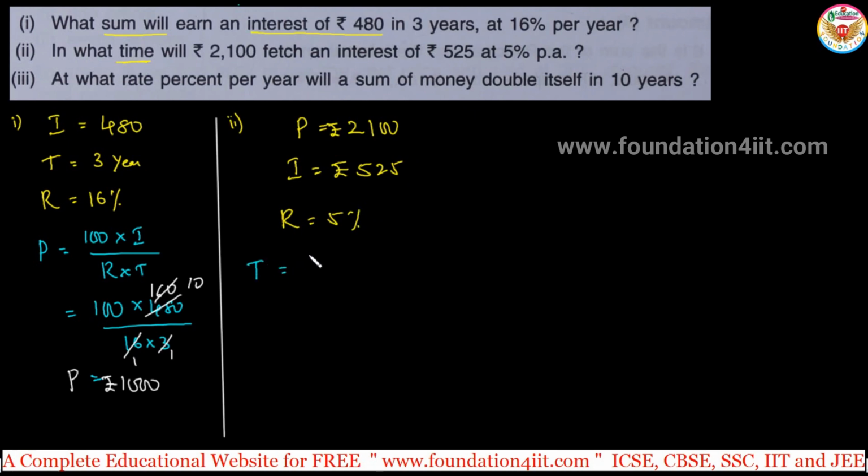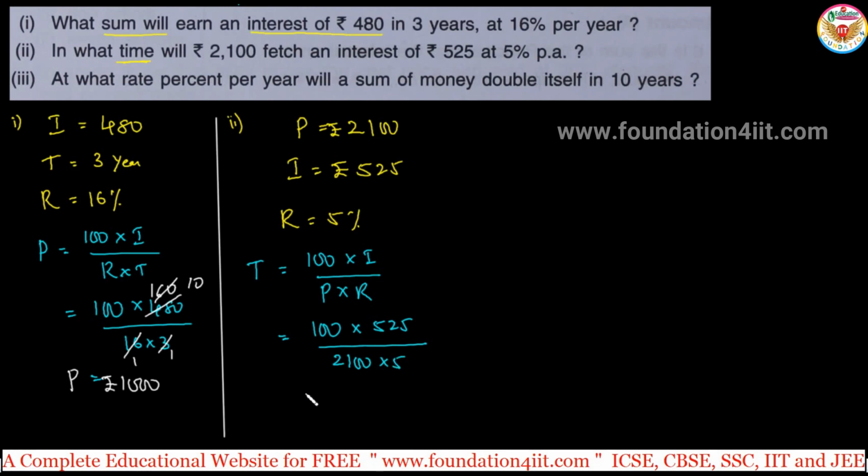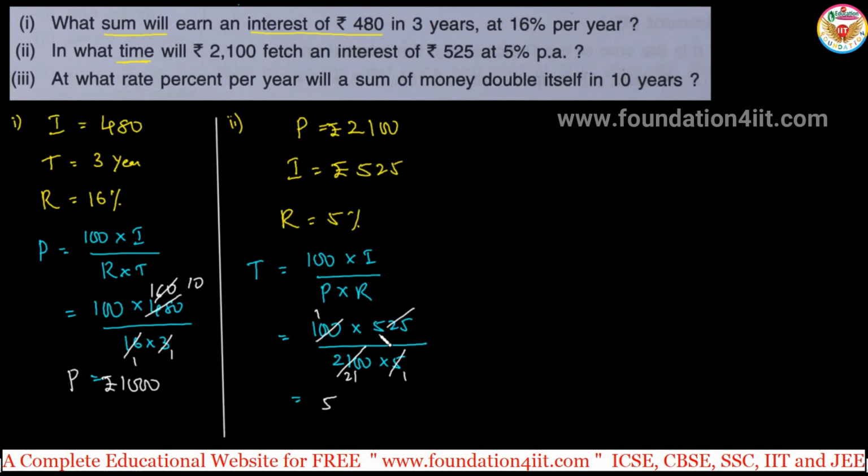Then T is equal to the formula, same: 100 into I by P into R. Substitute the values. 100 into I value 525 by P 2100 into R 5. Okay, this you can calculate. 100 times 21, 21 times 25, so 5 years you'll get. You can cancel this. 21 times 5, 105. 5 years is the time.